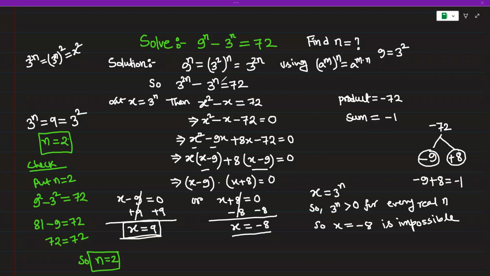I'm giving you one more problem. You can try it as homework and tell me the answer below in the comment section. 16 power of n minus 4 power of n equal 240.